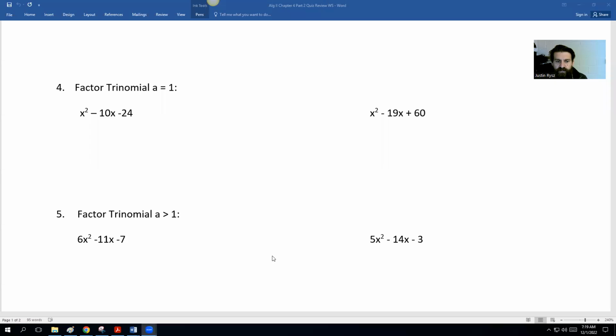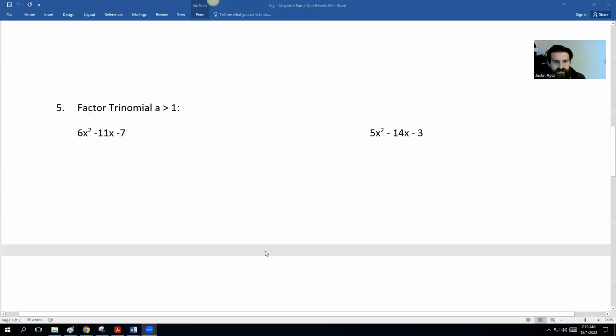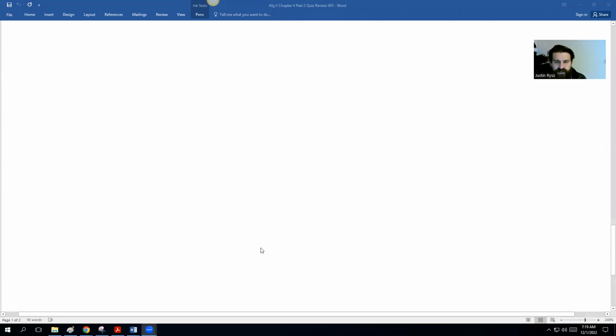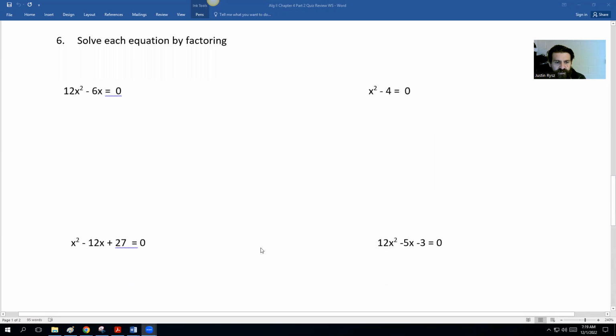Okay, so that pretty much wraps up all the different factoring we can do. The next thing and the last thing we covered is how do we solve by factoring. So when we solve by factoring, we set the equation equal to 0, which is nice because all these are equal to 0. And then we just factor. So we have to know, okay, is this a GCF? Is this difference of squares, grouping, trinomial?